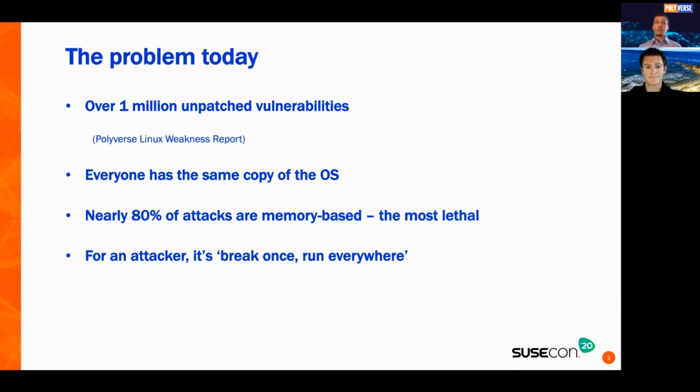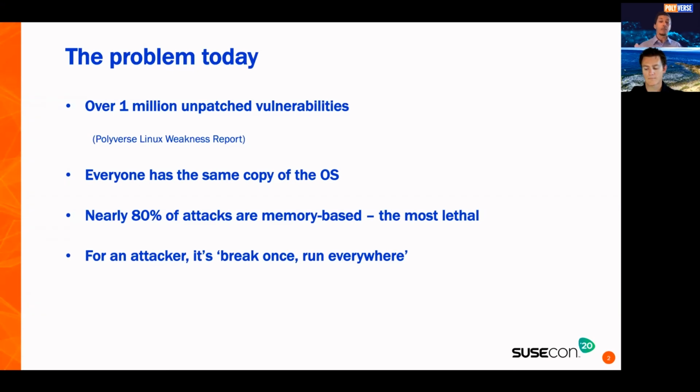Well, the problem today is that there's over 1 million unpatched vulnerabilities. And of those vulnerabilities, a lot of them are going to be used by attackers. Now, the problem is that everybody has the same copy of the operating system, whether it's SUSE or Red Hat or any other variant of Linux. And nearly 80% of those attacks are memory-based attacks, which are the most lethal. From an attacker perspective, it's break once and run everywhere.